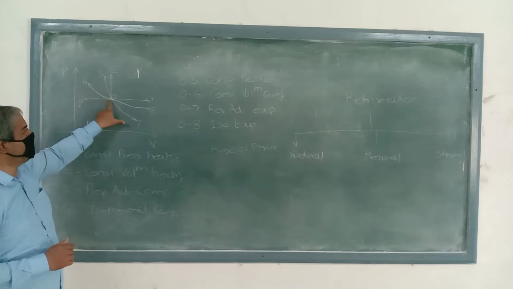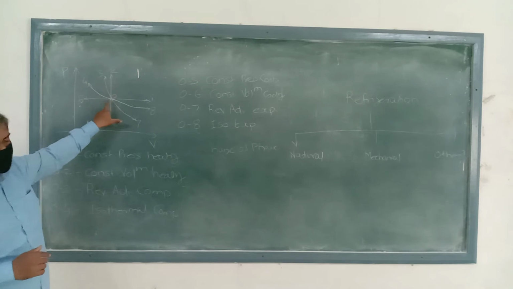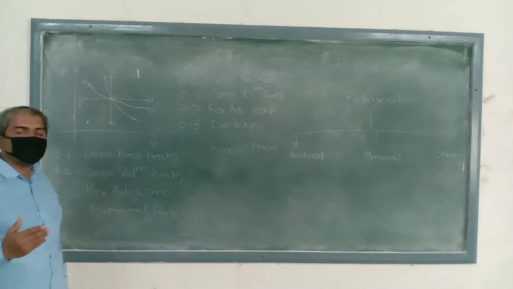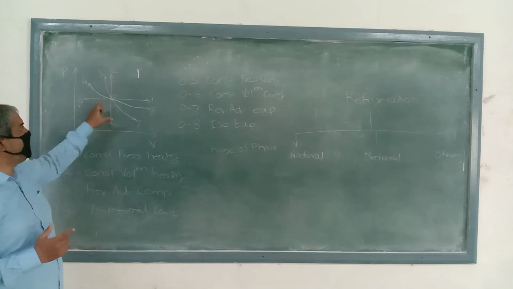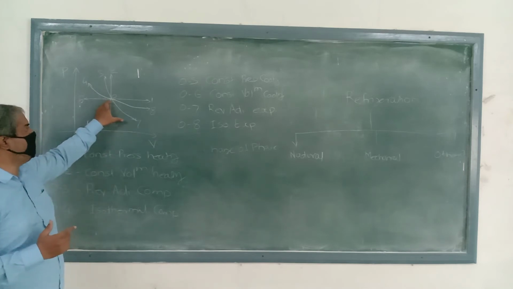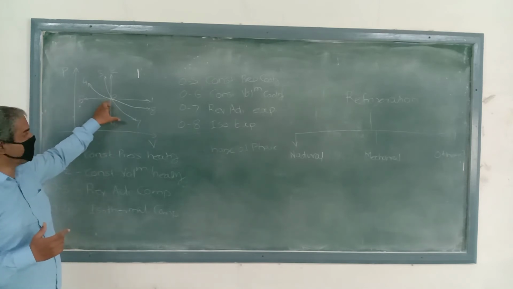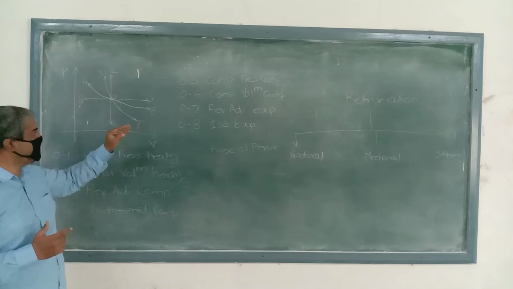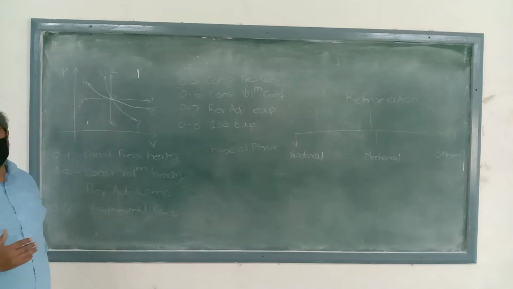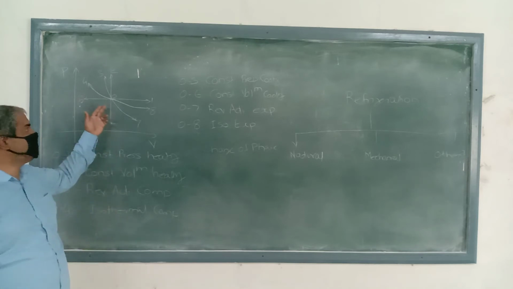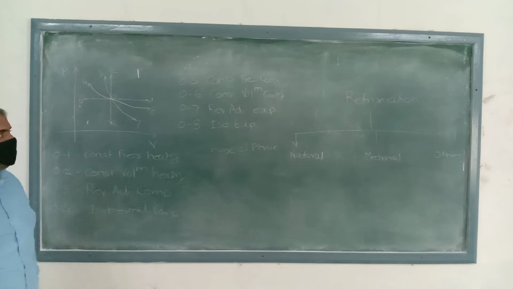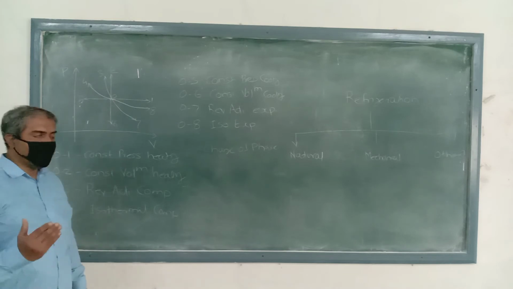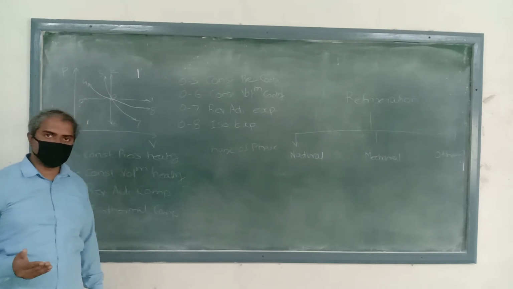Now this is the 0 to 7 process. In this 0 to 7 process the entropy parameter is constant, and volume is increasing and pressure is reducing. So this is the expansion process. Combined, we call the 0 to 7 process the reversible adiabatic expansion process.